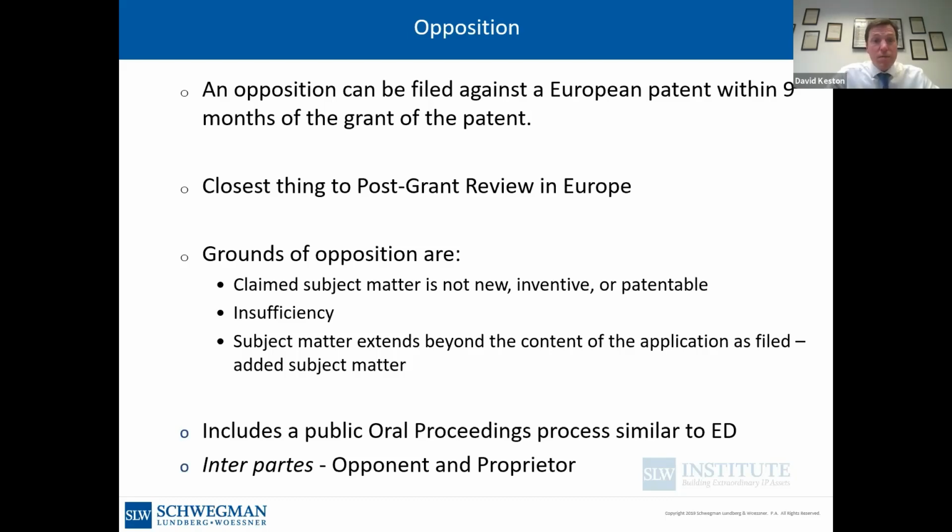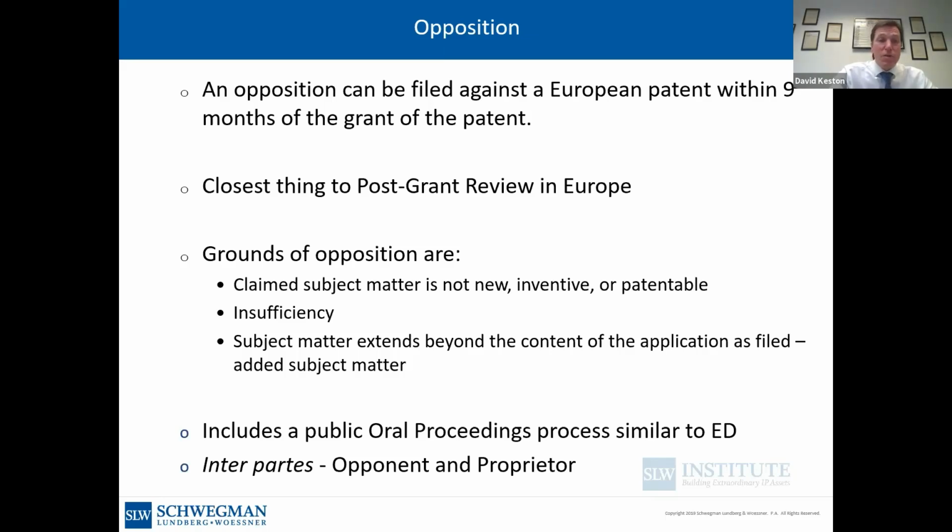It proceeds in much the same way as all proceedings did before the examining division, but in this case it's inter partes, so there are two parties. There's an opponent and a proprietor, and it is a public proceeding. So generally speaking, proceedings by video conference for opposition don't happen because of the public nature of the thing.